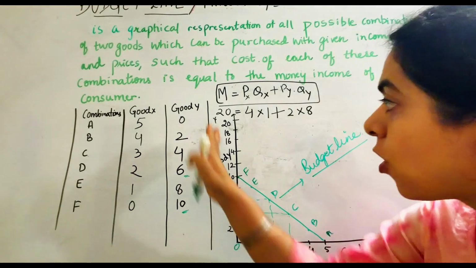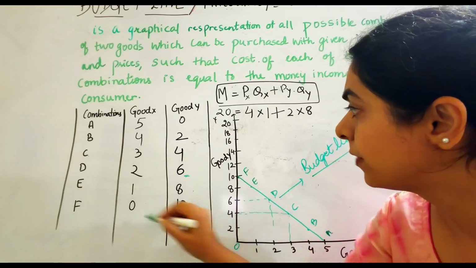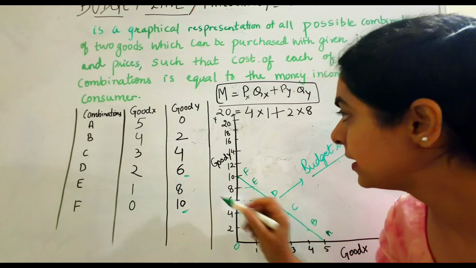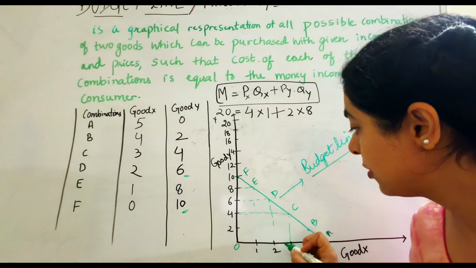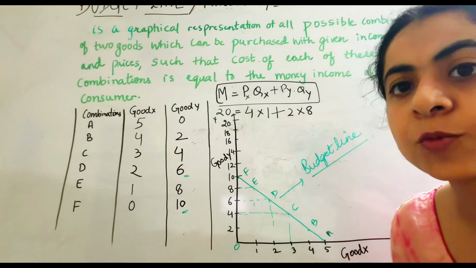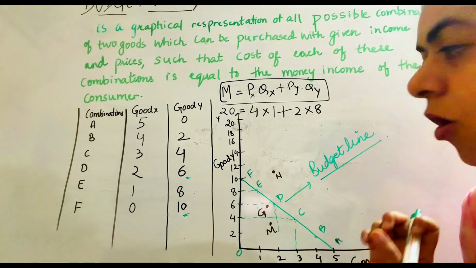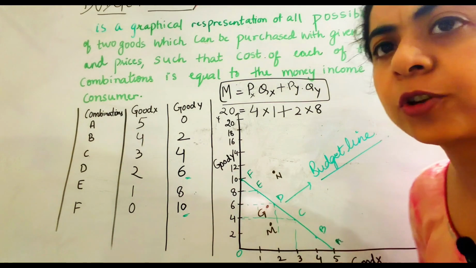Now if I plot all these combinations here, like 10 and 0 for good Y and good X, then we have 8 and 1 here, and similarly we have 6 and 2, like 6 for Y and 2 units for X, and so on. So what we get is a corresponding straight line, and this straight line is a budget line. Now all these combinations which are on the budget line are affordable for the consumer.